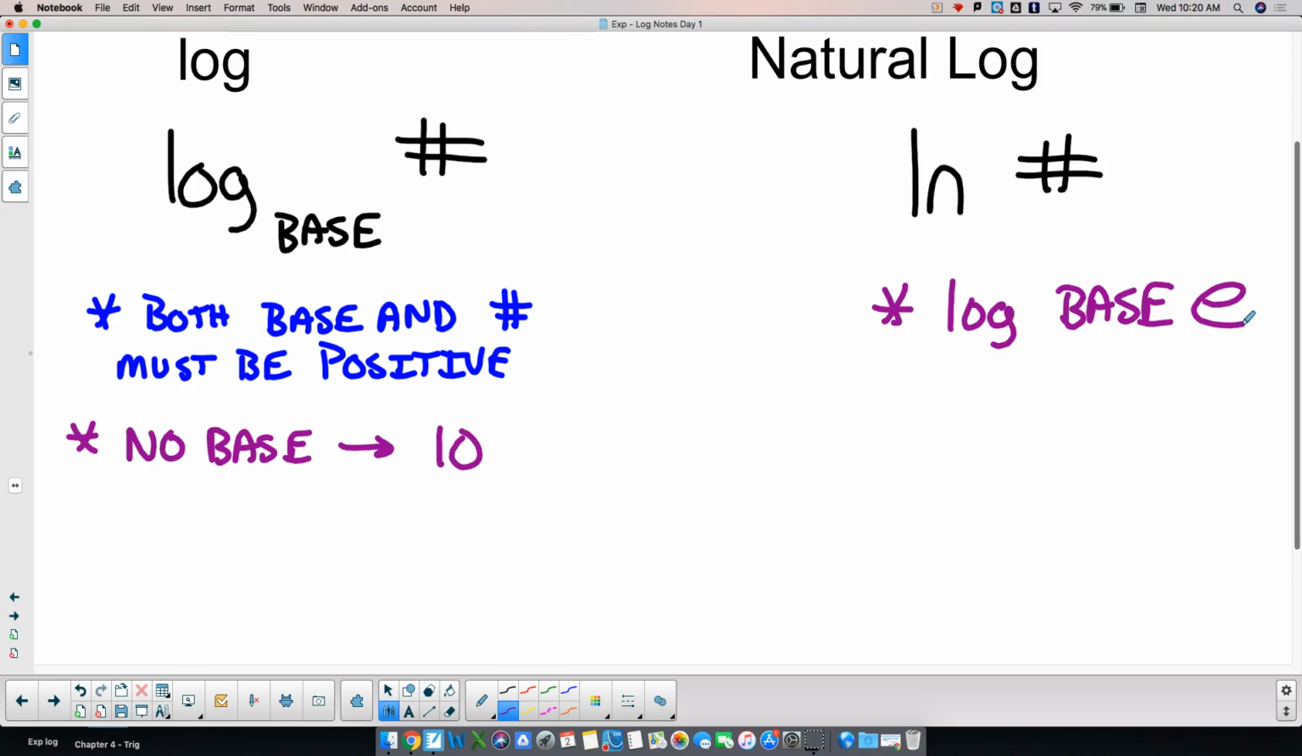So, get it in your heads. Never write log base E. Don't write Loge. Loge is bad. Good seats at Miller Park. Bad in math class.